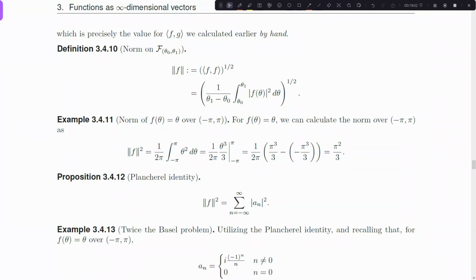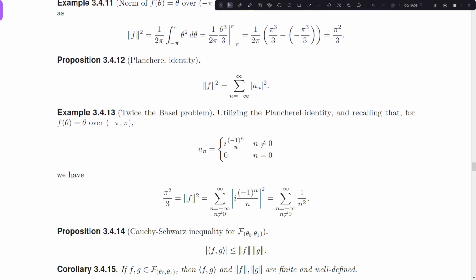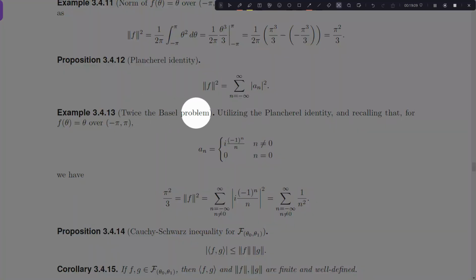The next example I have is going to be used for one of your exercises, and I'm calling it twice the Basel problem. It turns out that if I use this Plancherel identity with the norm I calculated earlier, that f squared, when f is the identity function, so it's theta, then its norm on this space is pi squared over 3. If I plug those coefficients that we've been using this whole time into my Plancherel identity, I'm going to be summing all of the coefficients squared, and that exactly looks like the sum from n going from minus infinity to infinity of 1 over n squared, and the Plancherel identity is telling me that that's pi squared over 3. So keep that in mind for one of your exercises.